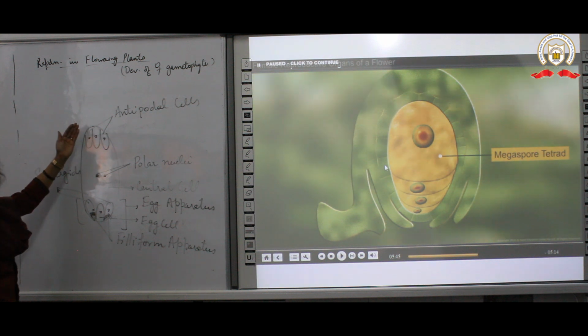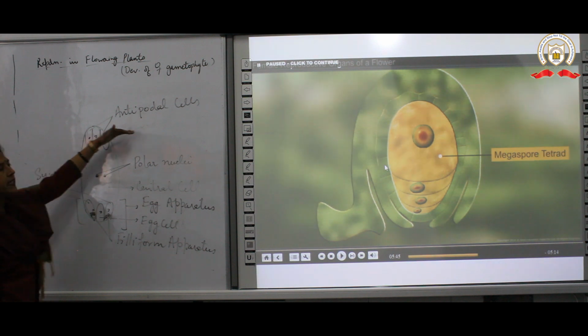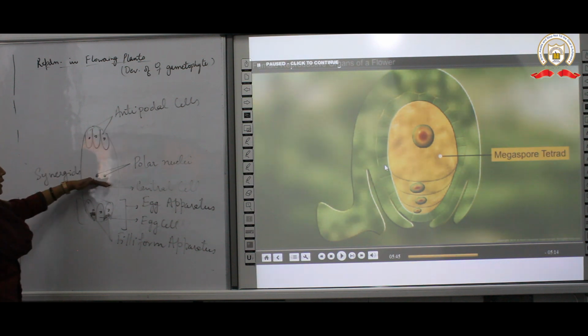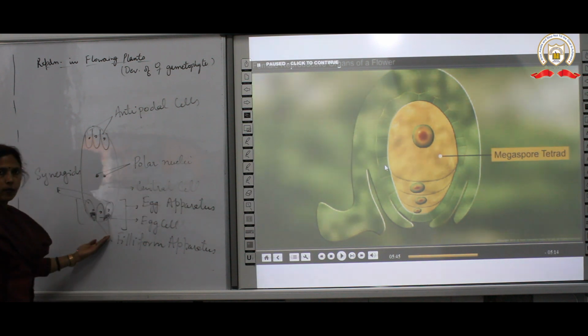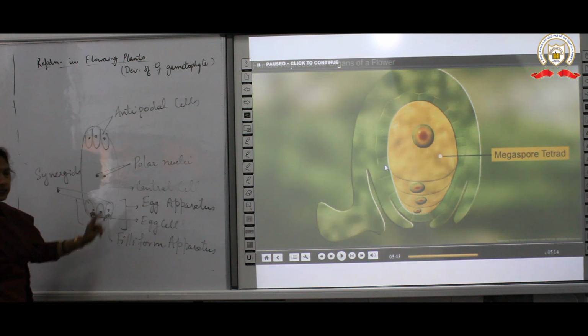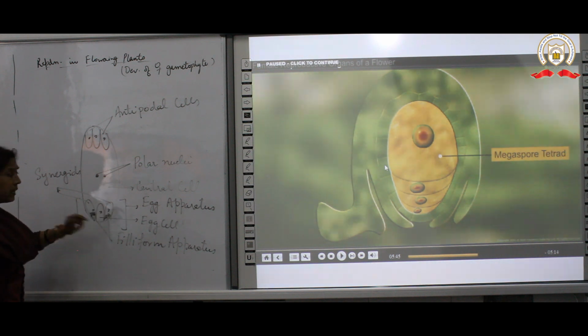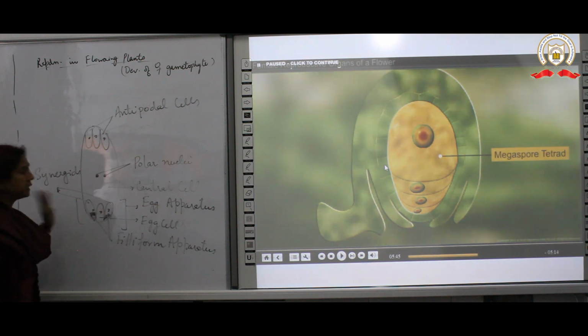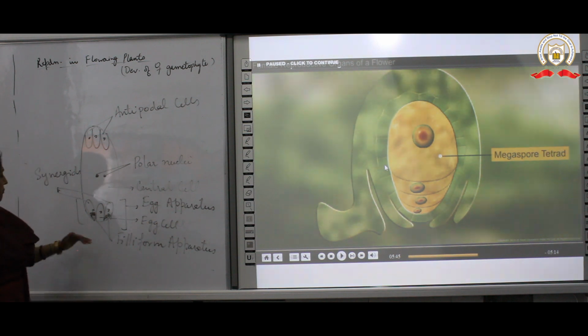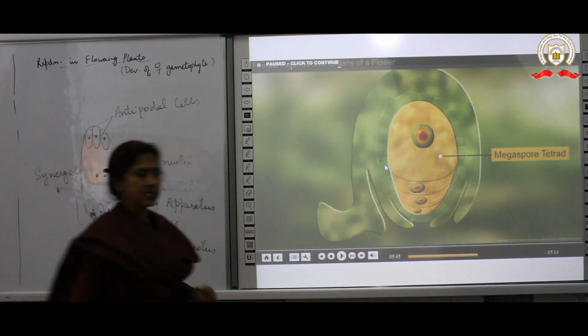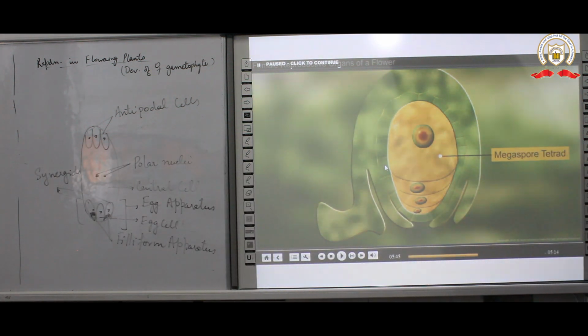When cytokinesis occurs at the 2 ends, it forms 3 antipodal cells at the chalazal end, 2 polar nuclei present in the large cell called the central cell, and towards the micropylar end is the egg apparatus. This egg apparatus consists of an egg cell and 2 synergids. Inside the synergids are small structures called the filiform apparatus. These assist in the entry of the pollen tube and the male gametes into the embryo sac. Now let us see how it works.